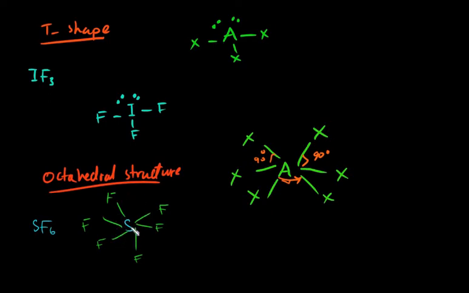Why don't we have a lone pair here? Because sulfur has 6 valence electrons, and if it used all of them, nothing will be left. So sulfur will not have any lone pair.